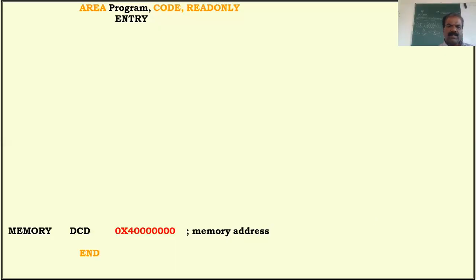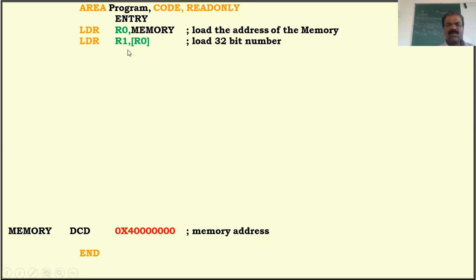Now I'm going to explain the actual program. Area program, code, read only. Now entry. Here this gives the starting address of the input. Now load register R0 with the value of memory, this address 4 followed by 00. That 32-bit address comes to R0.